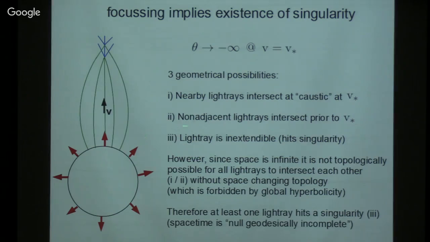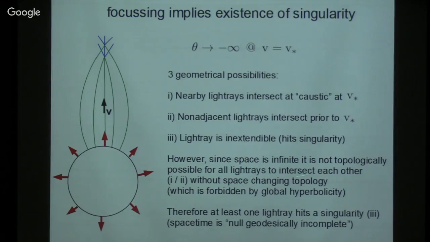So the third possibility is that the light ray is not extendable and it hits a singularity. It turns out that if space is infinite, it's not actually topologically possible for all of these light rays to simultaneously, all around the surface, cross each other and disappear. Because if it did, then this green surface would actually be a finite-sized slice of space at one time. And we've assumed that space at one time is actually infinitely big.